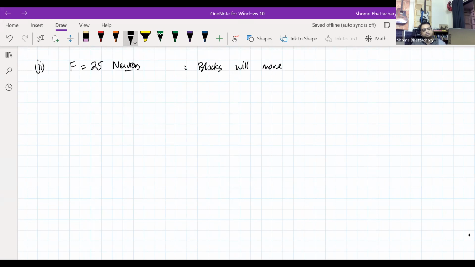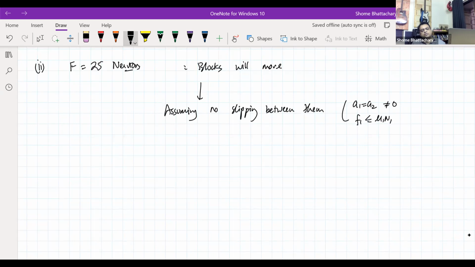The question is how they will move. So now let's take the assumption of no slipping. That is, A1 is equal to A2, and that's non-zero of course, and F1 is less than or equal to mu1 N1, or F1 should be less than or equal to 4 newtons because it is a static friction. So with that assumption, what will the individual FBDs look like? Let's understand that.